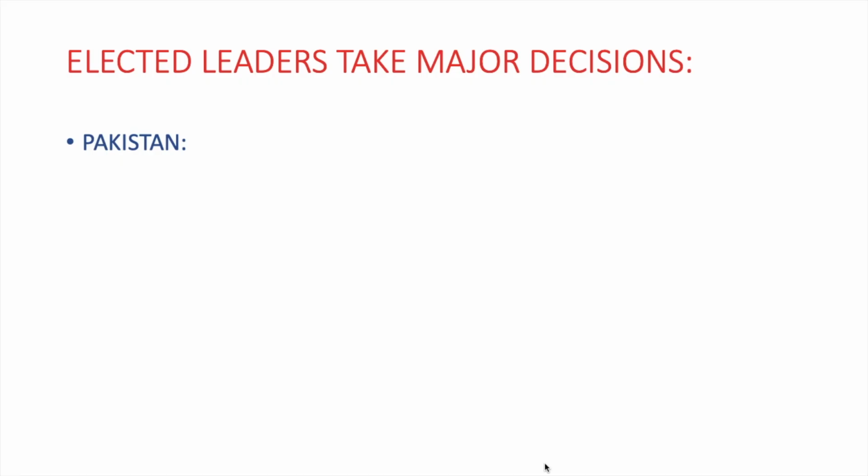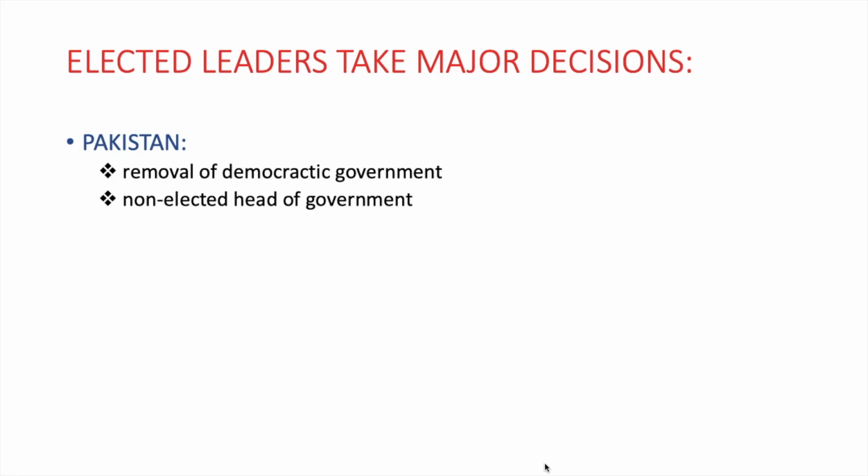Can you point out the problem here? The first problem is removal of democratic government. The second problem is that a person who is not elected by people, who did not hold the consensus of people, headed the government. Third, all the power of governing the country resided in a non-elected leader now.